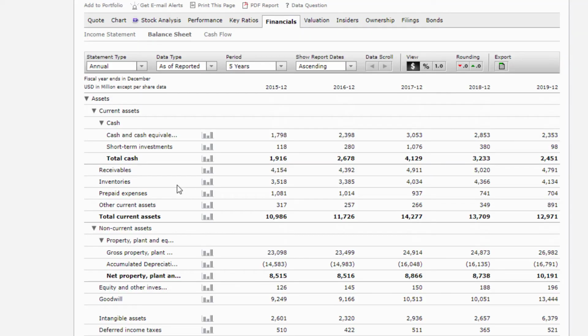The next line of interest is the receivables. So when a company sells products, their customers usually don't pay directly, especially when they're selling to other companies.